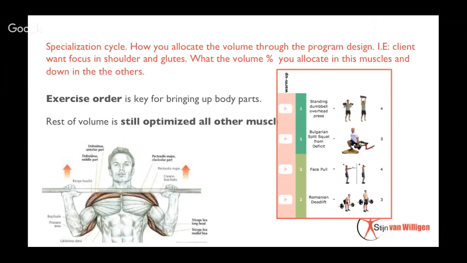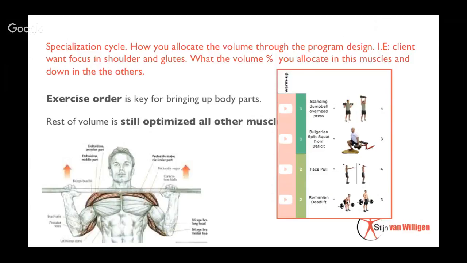And then when you want to emphasize them, you want to actually order the muscles in the right direction. So at the start of the workout, you will be freshest and you will be doing your most productive work. So you actually, as you can see in the example, want to order your shoulder and glute exercises first, even before exercises like squats and deadlifts, if this is really your focus. So, for example, here you see that I combined the standing dumbbell overhead press with the Bulgarian split squat. Good combo. You can easily do them together.